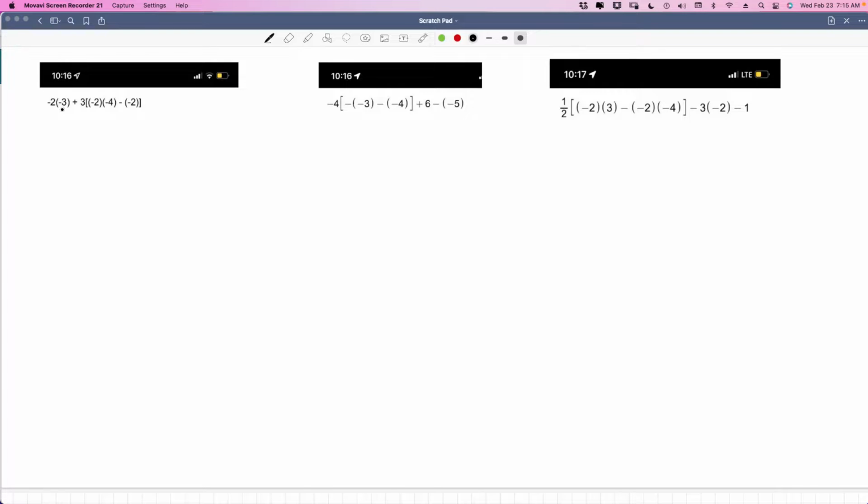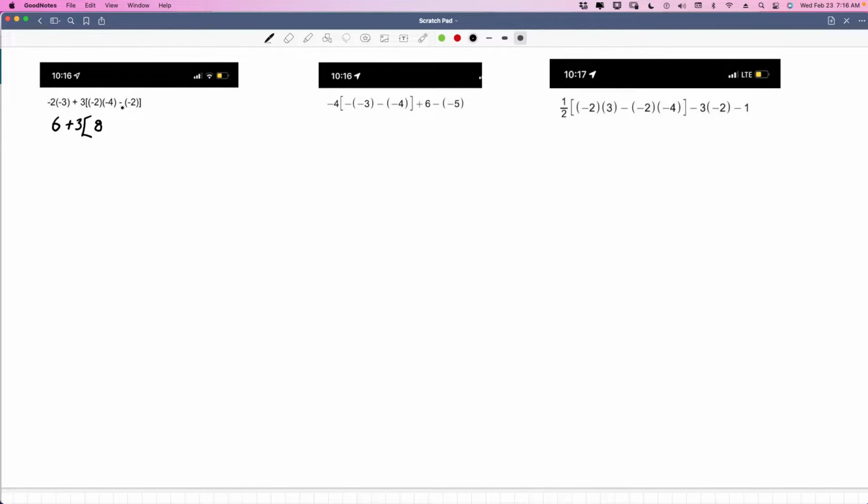So -2 times -3 is going to be a +6 because a negative times a negative is a positive. All right, now we have our positive sign, and we have 3 times whatever's in this bracket. Now here we have -2 times -4. Negative times a negative is a positive. So whatever the answer is, it's going to be positive. 2 times 4 is 8, so it's going to be a +8.